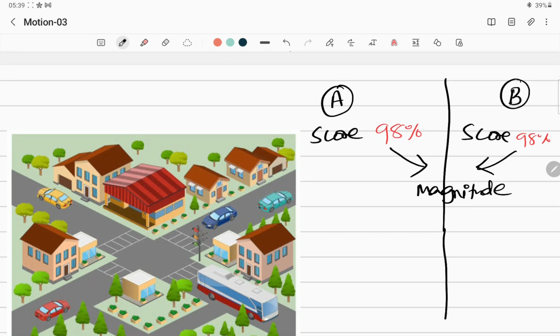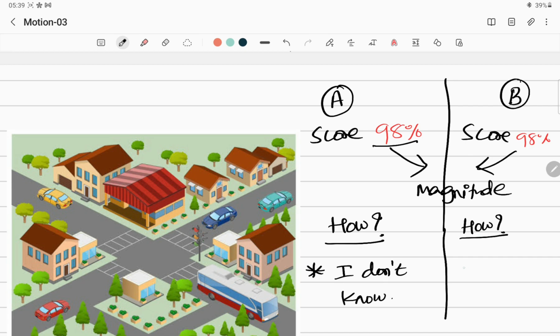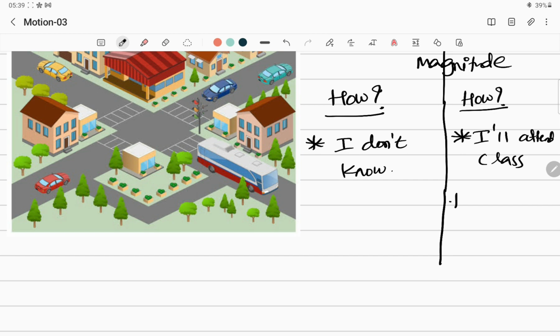Now if I ask person A how you are going to score 98 percentage, he will say, I don't know. I don't know how I am going to score it, but definitely I want 98 percentage. All right, but if I ask the same question to person B, how you are going to score 98 percentage, this person will say, sir, I will attend class. I will take proper notes.